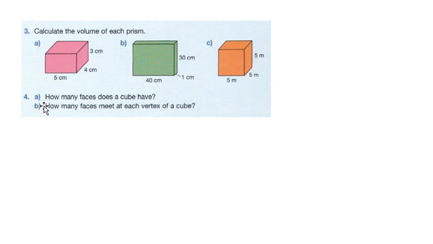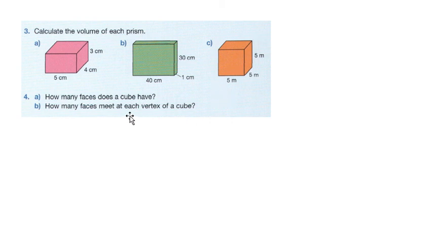Number 4, how many faces does a cube have? So we can see 3 faces on this cube right here, but each face here is directly opposite from another face that we cannot see. So this top one is opposite the one on the bottom, the one on the right is opposite the one on the left, and the one at the front is opposite the one at the back. So there are 6 faces on a cube.